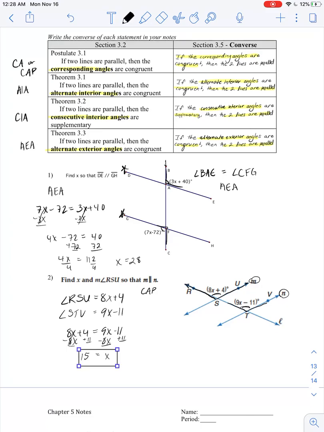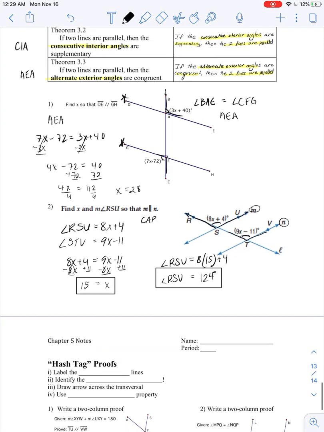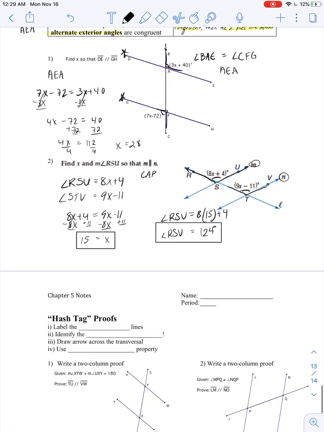I'm going to do both of these steps in one, so that would be 15 equals 1x. 15 is x. It said find x and angle RSU, so we need to plug x back in to find what the angle is. If we plug in 15, angle RSU equals 8 times 15 plus 4. That's going to be 120 plus 4, so 124 degrees. You could plug it into the other angle as well. You should also get 124 since they're equal. So that's kind of the general idea here.